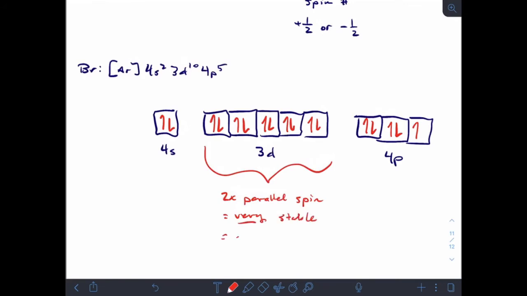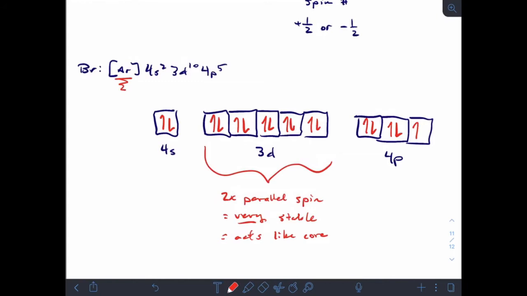In fact, it acts like a core. Our core here in bromine is technically just the argon. But those 3d's, being a completely full 3d, are so stable that they act like core electrons. They're actually on the inside of the atom. Our 4s and our 4p are larger, so they're actually on the outside. So my stable 3d's are so stable that they actually act like core electrons.